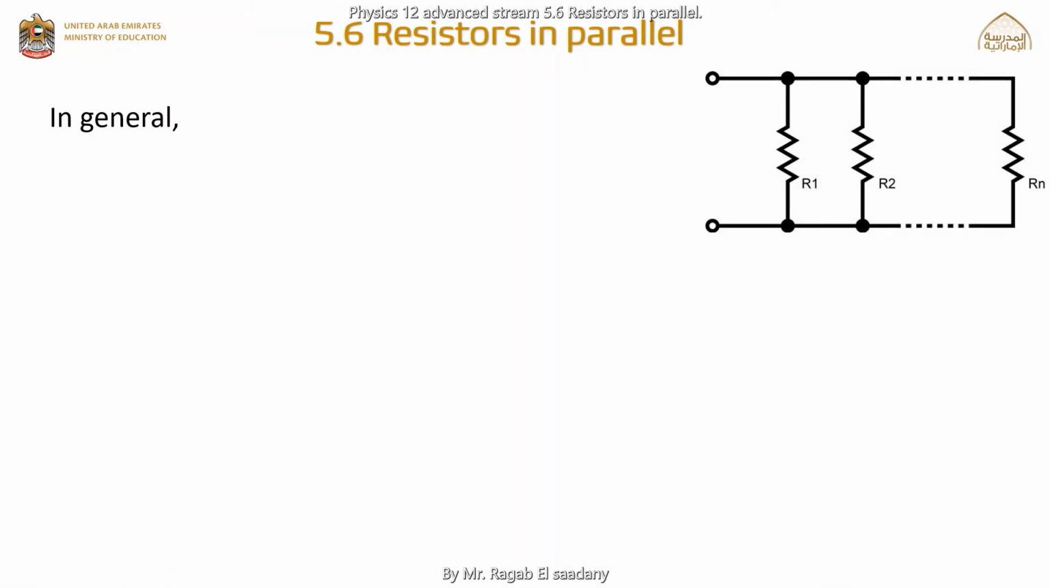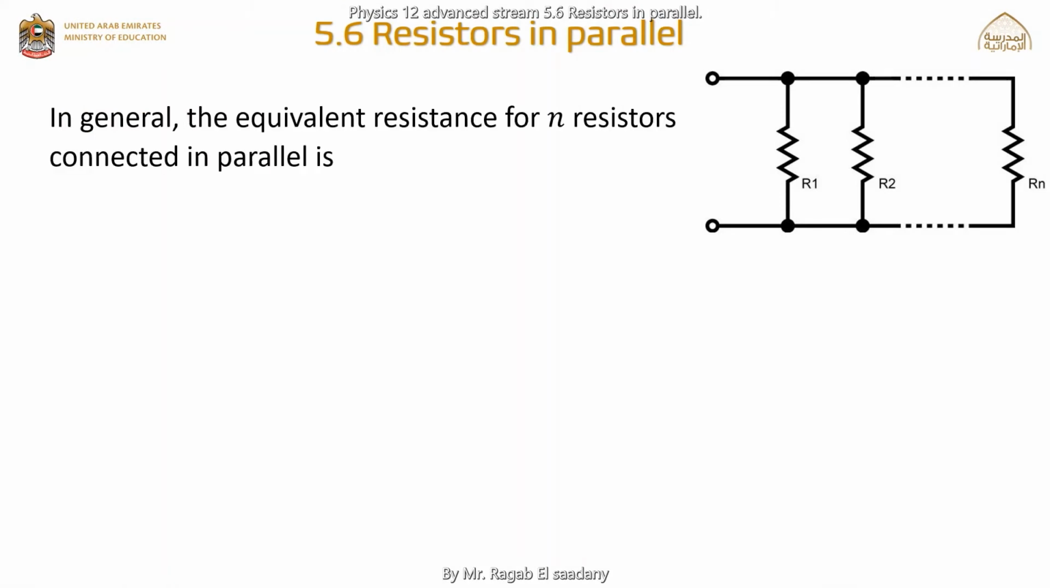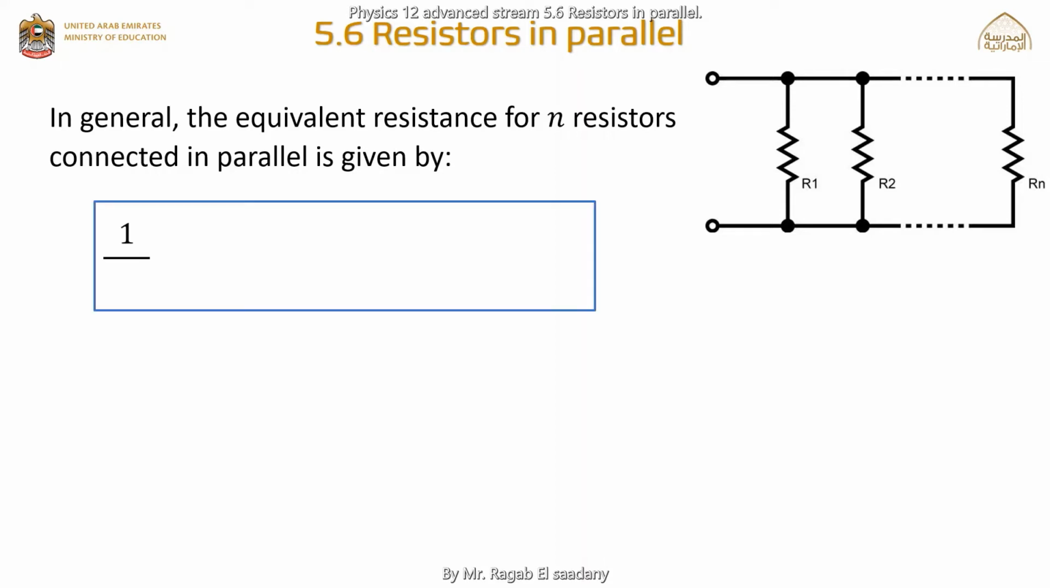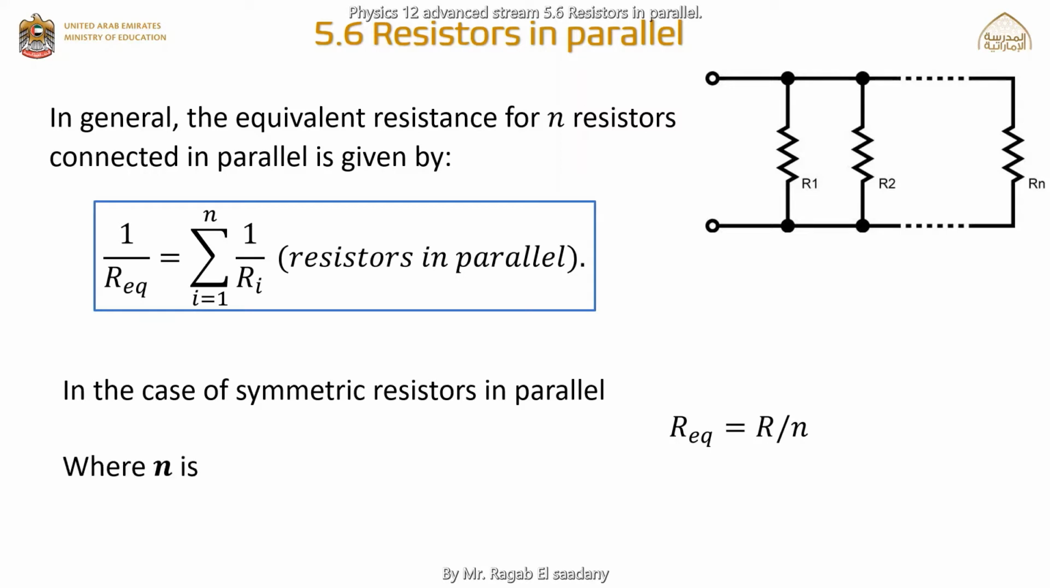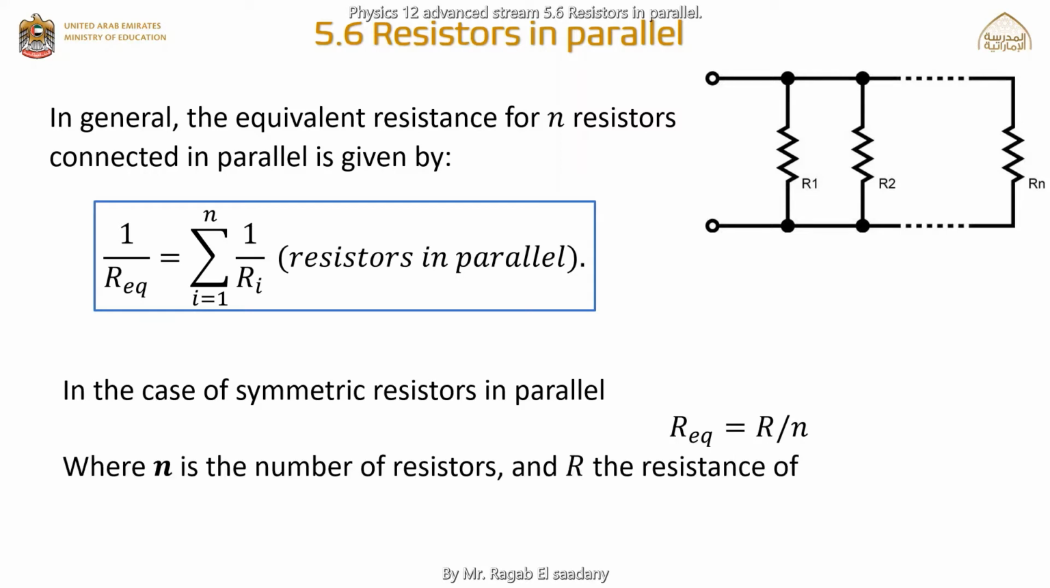In general, the equivalent resistance for n resistors connected in parallel is given by 1 over Req equal summation from 1 to n, 1 over Ri, resistors in parallel. In the case of symmetric resistors in parallel, Req equal R divided by N, where N is the number of resistors and R the resistance of every resistor.